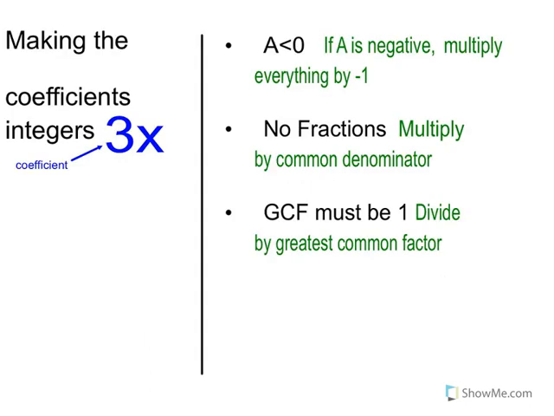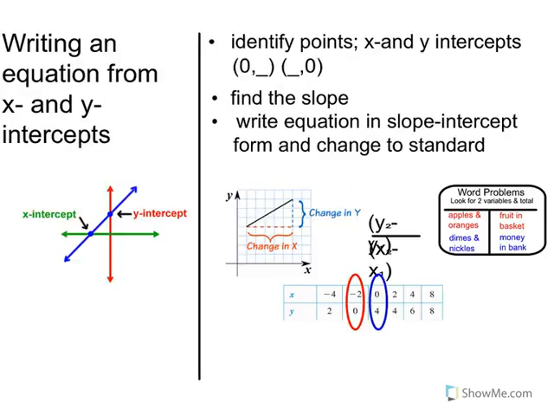So if a happens to be negative, to clear that negative, you would multiply everything by -1. If you end up with fractions, the way to clear those fractions would be to multiply the entire equation by the common denominator. And if the greatest common factor between the three terms is not 1, then you would divide by that GCF so that the GCF would become 1.